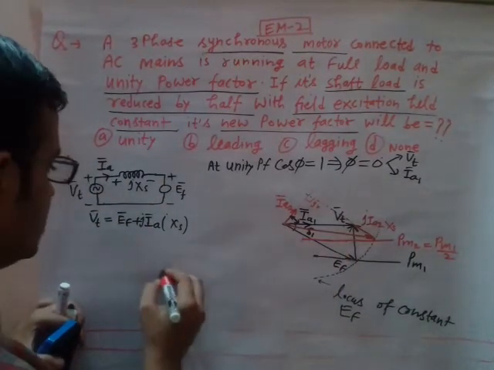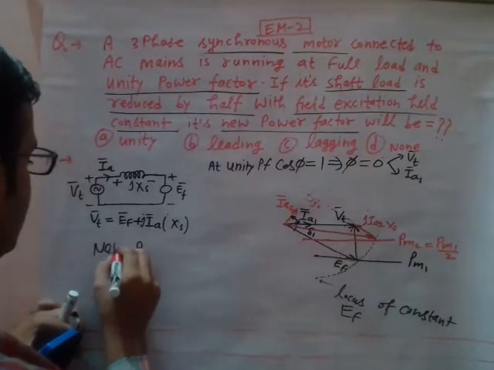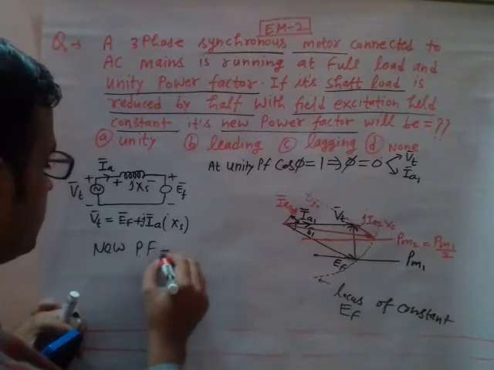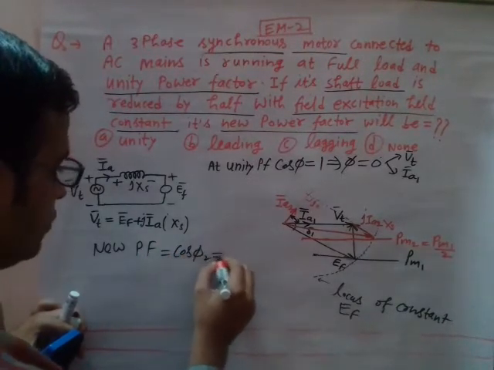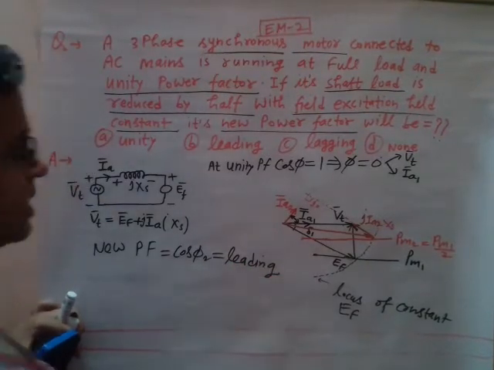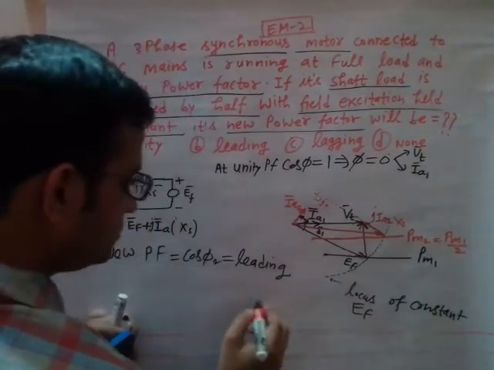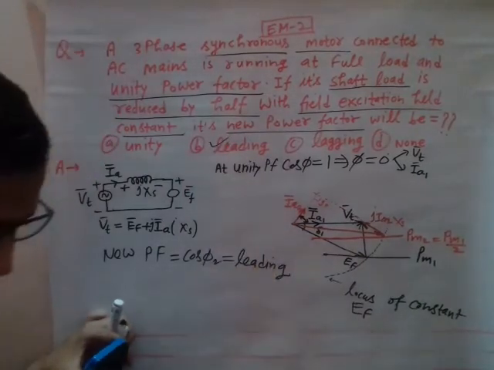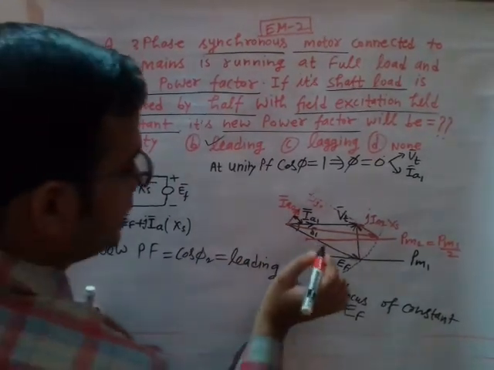So that means the new operating power factor, cos phi 2, would definitely be leading, because IA2 is leading with respect to terminal voltage VT, right? So your answer is option B. B is the right option. Okay, it would be leading, right?